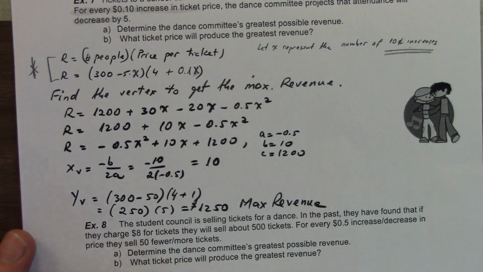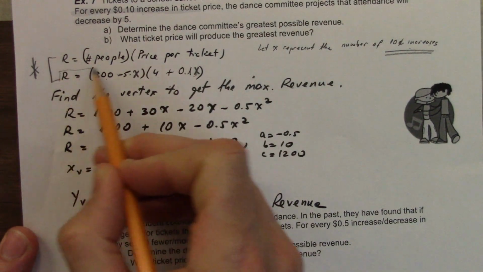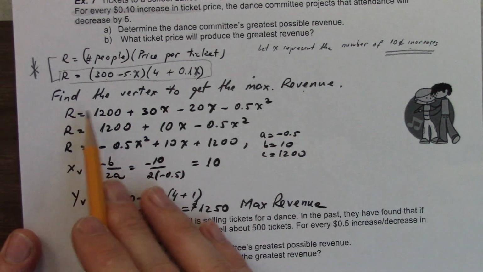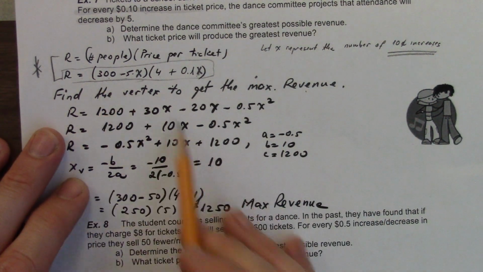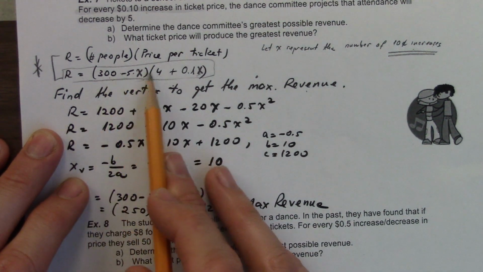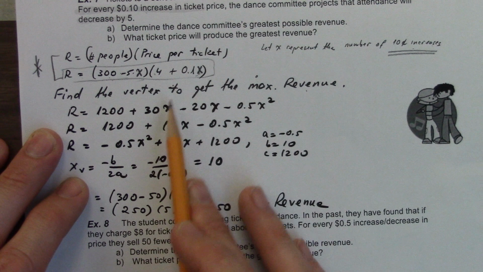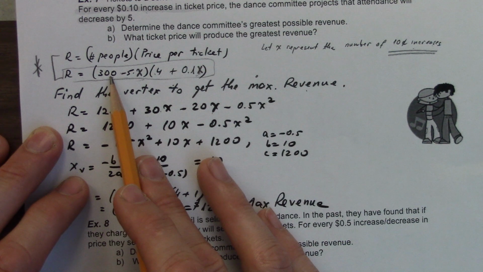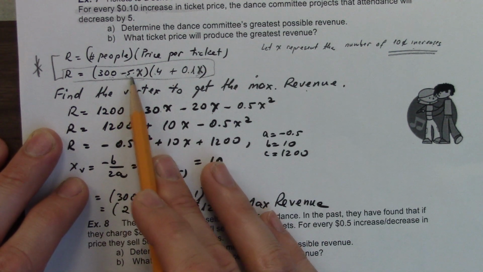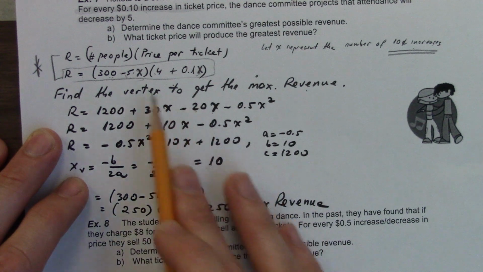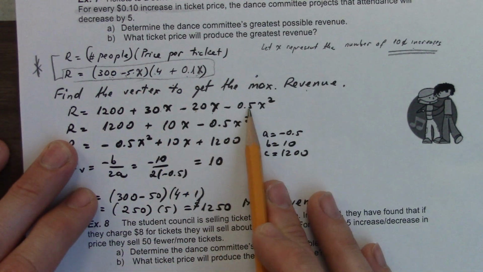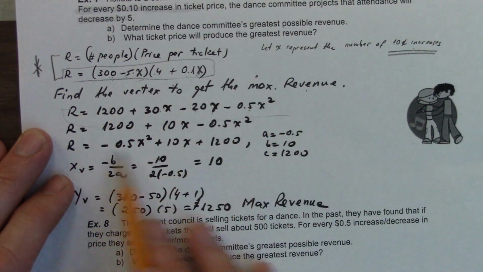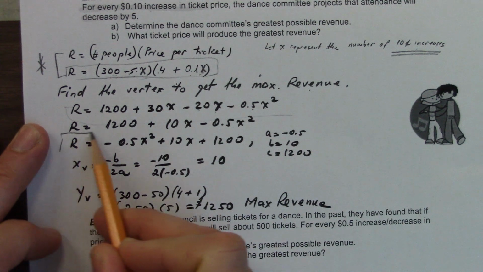It does take time. So we have our formula here for revenue, and we're going to find the vertex to get the max revenue. We're going to expand our formula into standard form. 300 times 4 is 1200, 300 times 0.1 is 30x, and then negative 5 times 4 is negative 20x, and then negative 5 times 0.1 is negative 0.5x squared, right? We combine these x terms, and we reorder it so it looks like this.